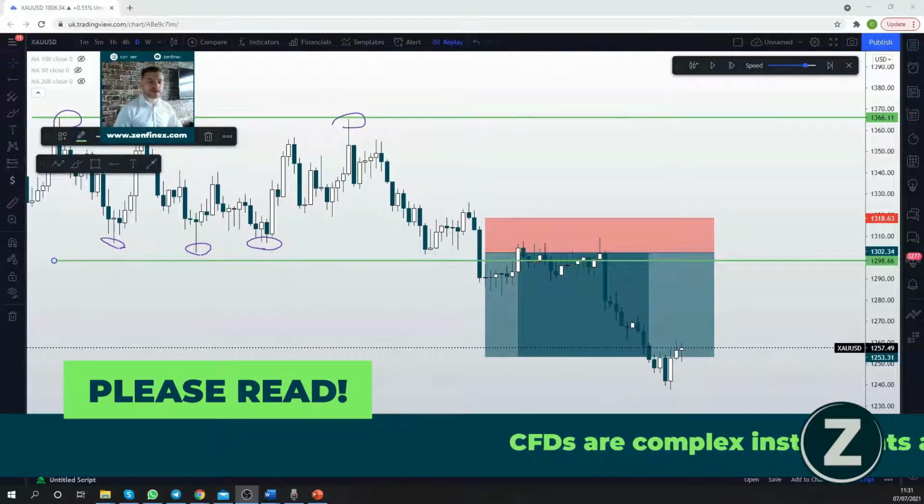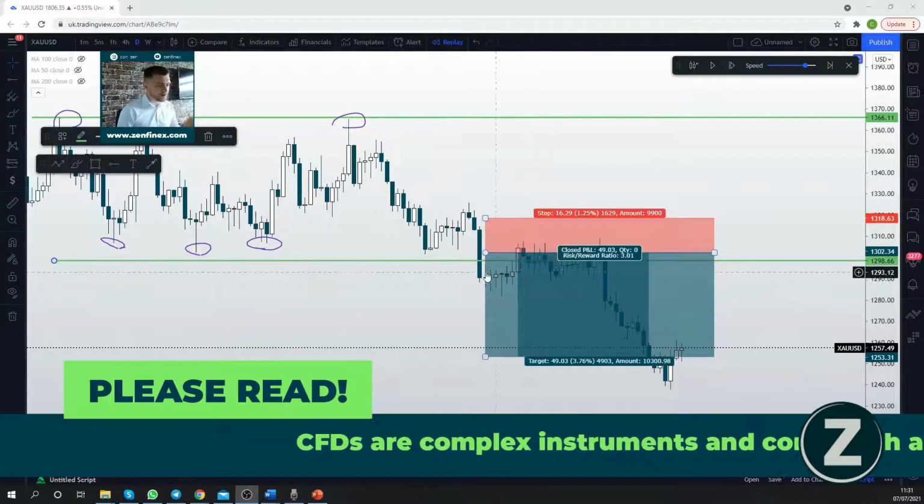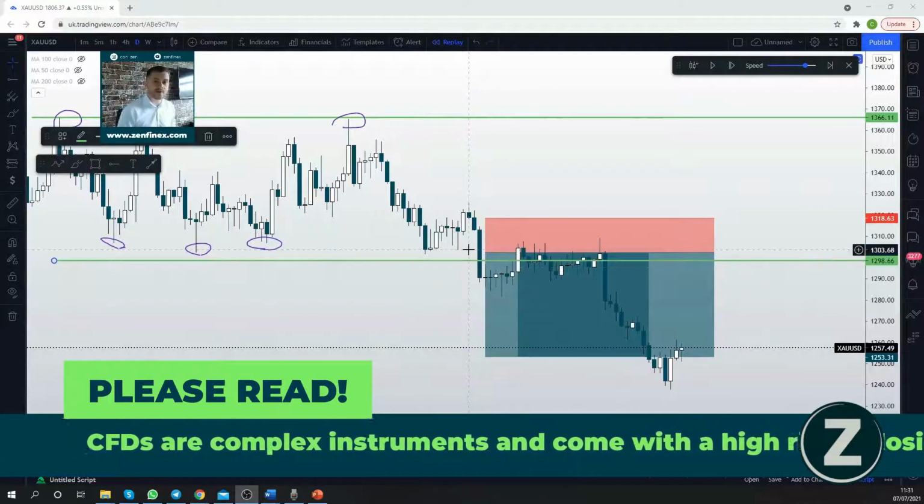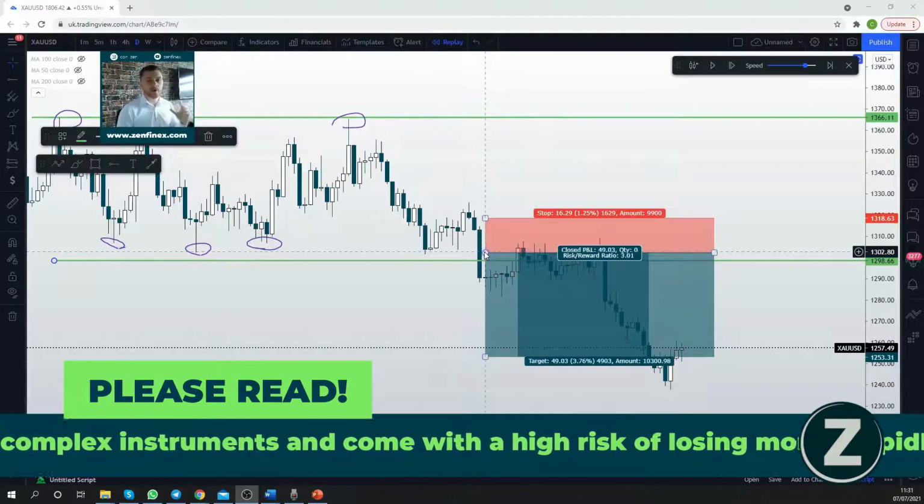So this is by far really the best way to trade breakouts. We really want to wait for that confirmation candle that actually closes below or above what your range is at the time.